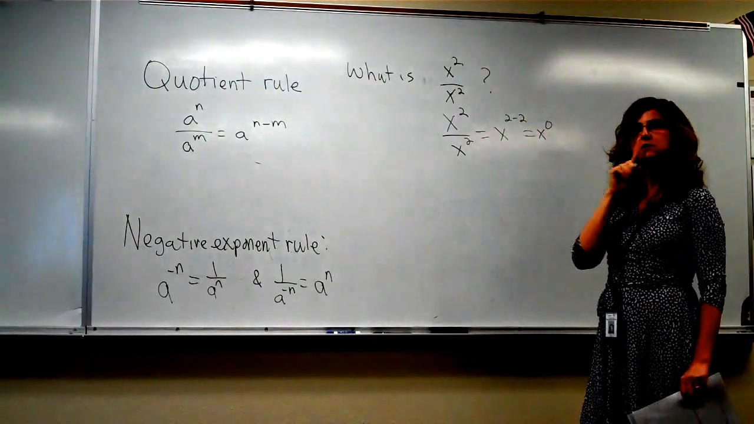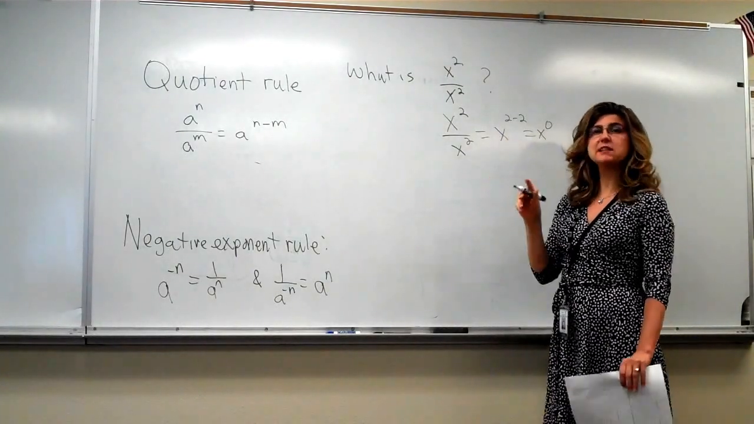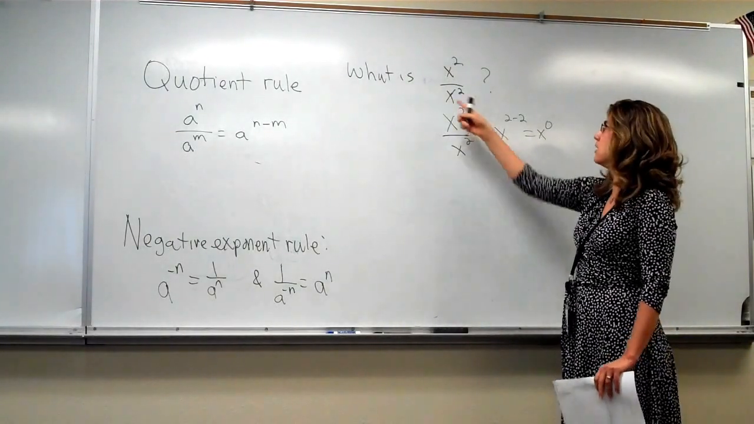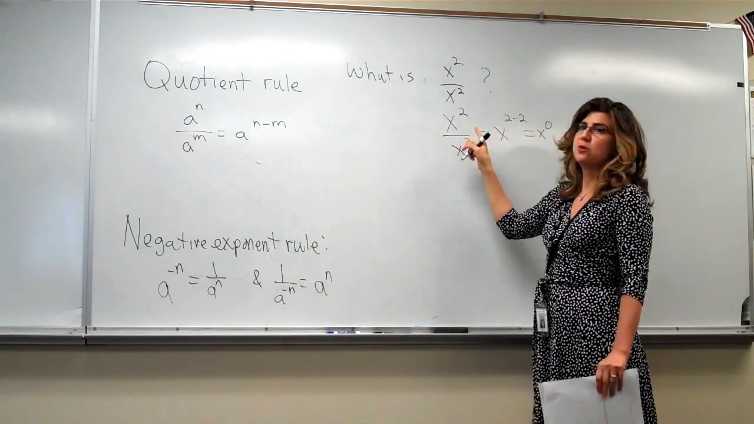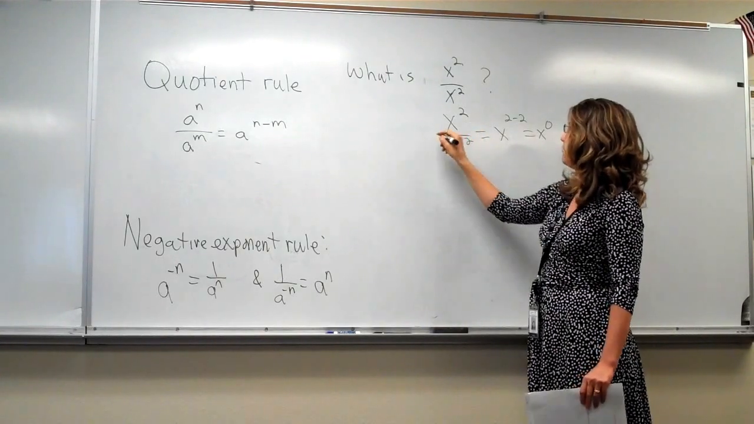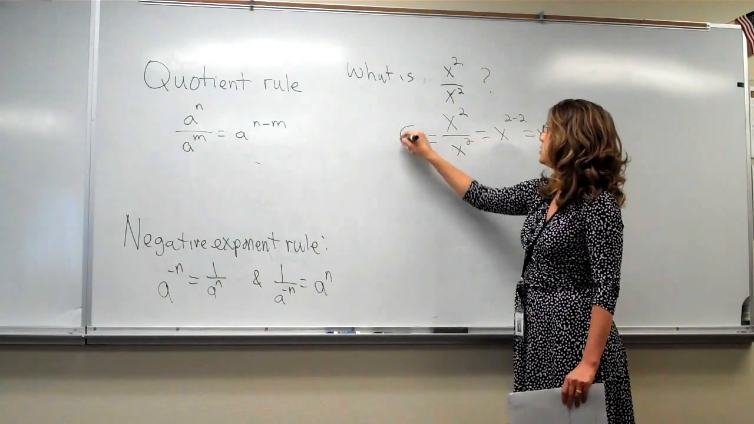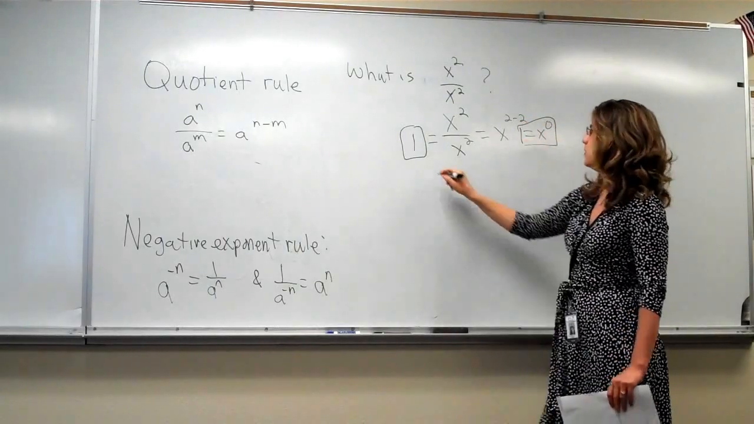What is x to the 0? Well, let's think about this. X is just a number, right? Let's assume it's not 0, because if it were 0, we couldn't divide by x squared anyway, because 0 squared would be 0 also. So if it's not 0, then any number over itself is equal to 1. So look at that, 1 equals x to the 0.